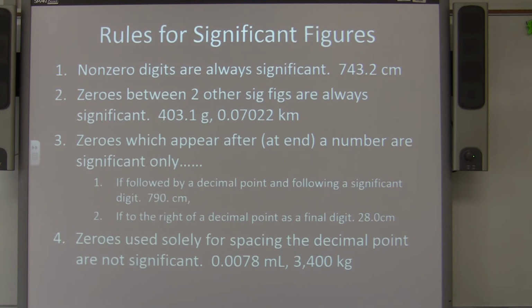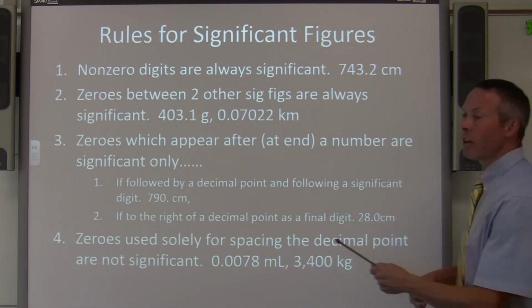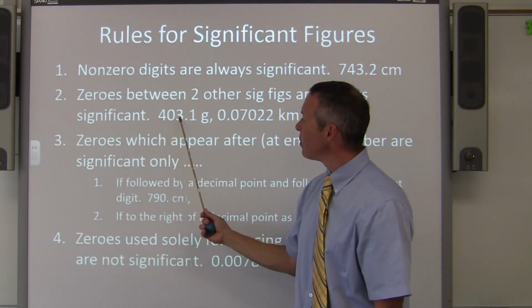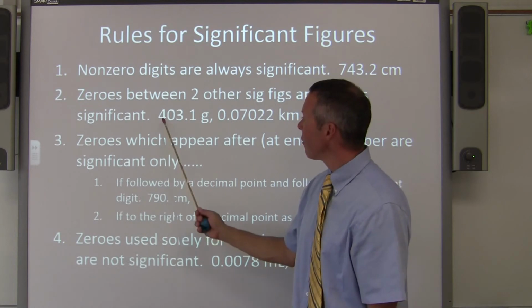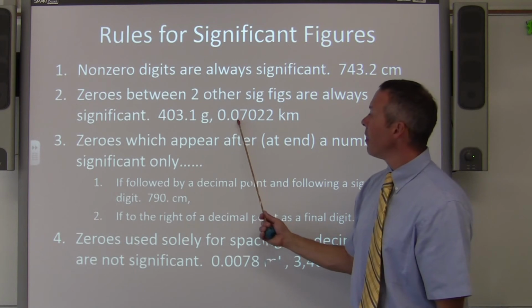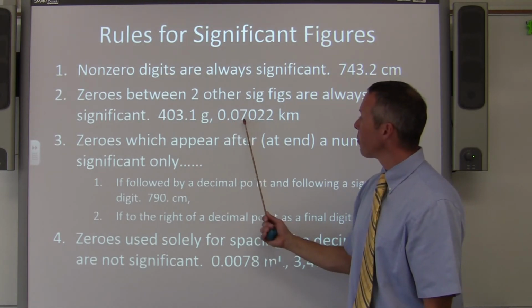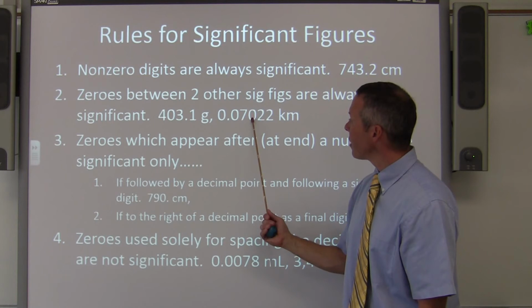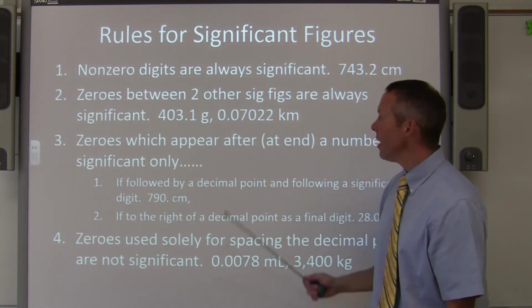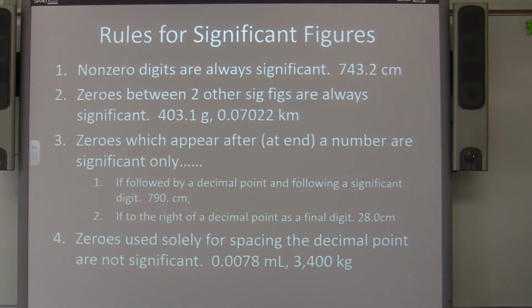Zeros that are between 2 other sig figs are always going to be significant. I call it the sandwich rule. Let's look at this example right here, 403.1 grams. That 0 is sandwiched between a 4 and a 3, so it counts. It's significant. So in this value, you got 1, 2, 3, 4 sig figs. This one right here, these zeros are not sandwiched, but this 0 is between a 7 and a 2. That 0 is significant because of rule number 2. So I've got 1, 2, 3, 4 significant figures in 0.07022 kilometers. 4 sig figs in either one. That is rule number 2.